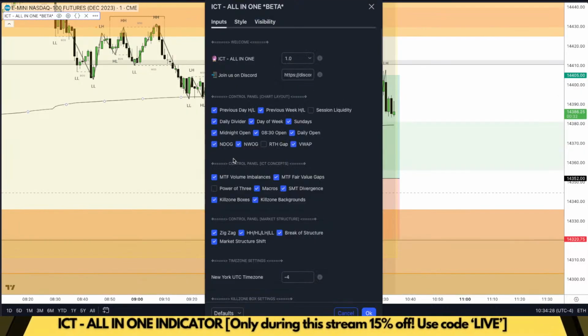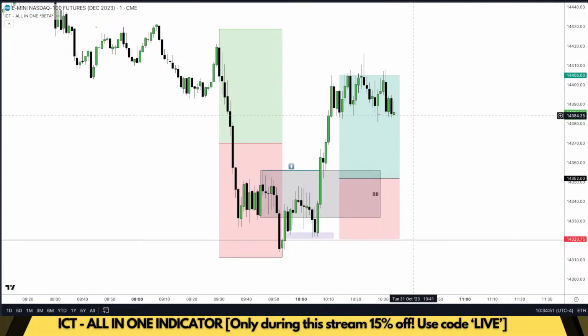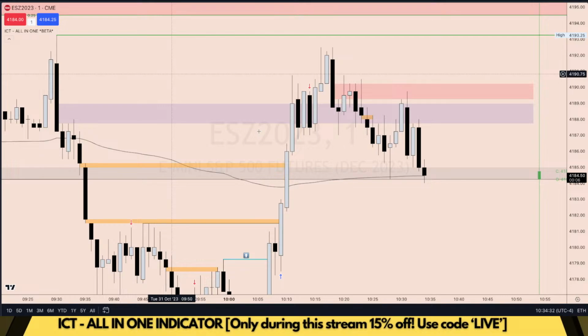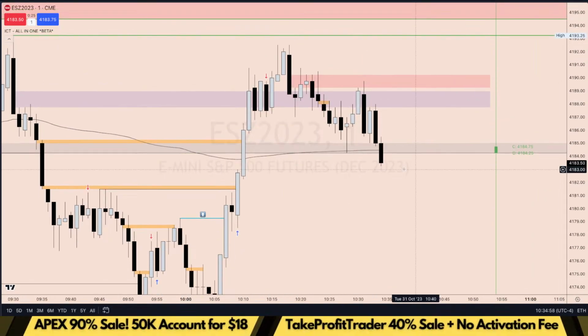On NQ, let's turn off the kill zone boxes, backgrounds, macros, SMT divergence, fair value gaps. Volume imbalances, I leave them on because I have daily volume imbalances here on the chart. The break of structure, the market structure shift, I do not need that. I want to see the regular trading hours opening gap. Let's see and let that load up. In the meantime, we see ESZ taking a further retracement.